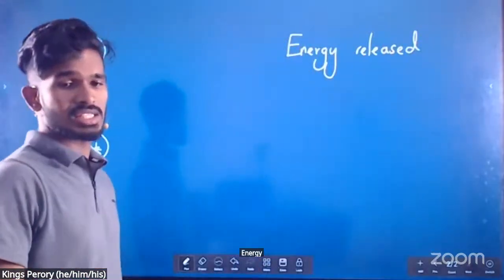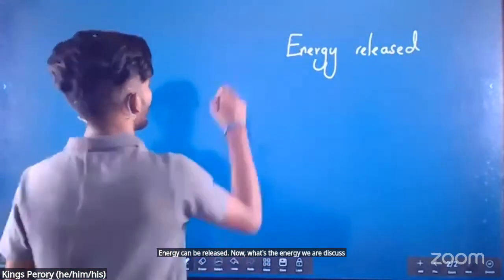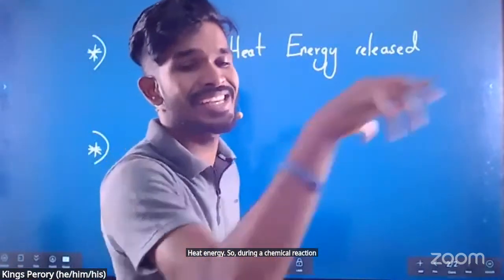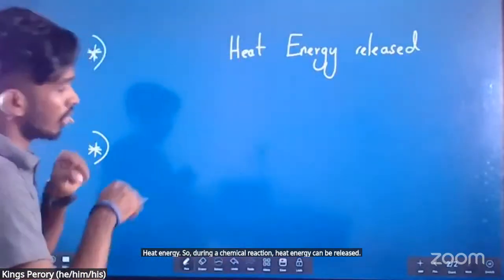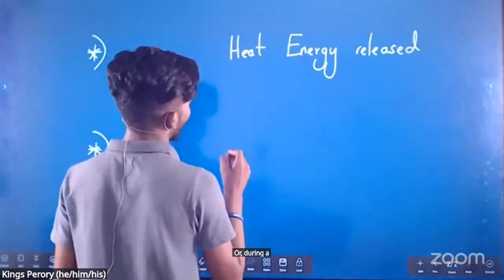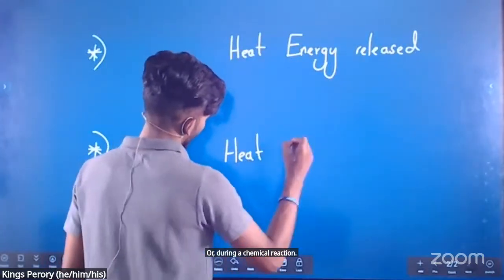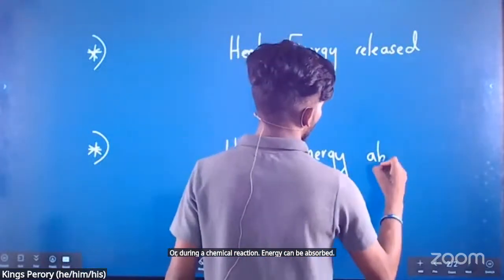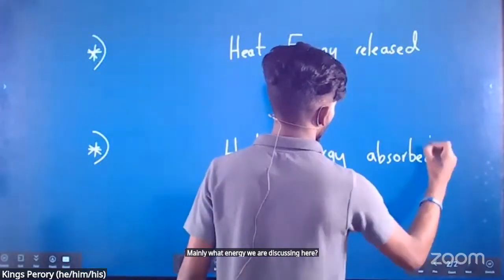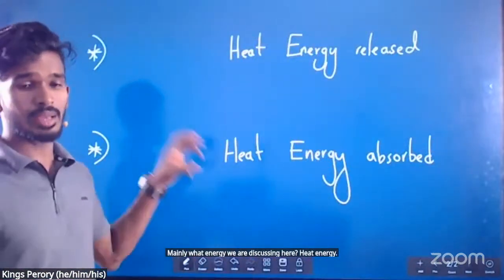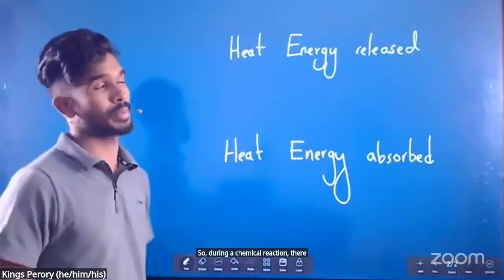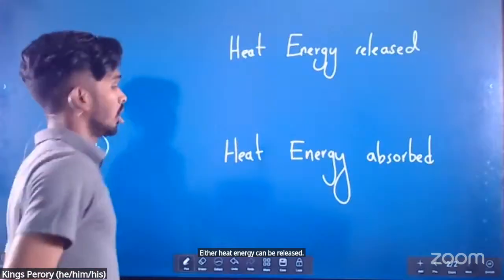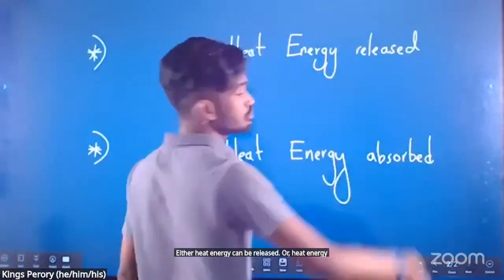Energy can be released. Now, what's the energy we are discussing here? Mainly heat energy. So, during a chemical reaction, heat energy can be released. Or, during a chemical reaction, energy can be absorbed. Mainly, what energy are we discussing here? Heat energy. So, during a chemical reaction, there can be two things happening. Either heat energy can be released or heat energy can be absorbed.